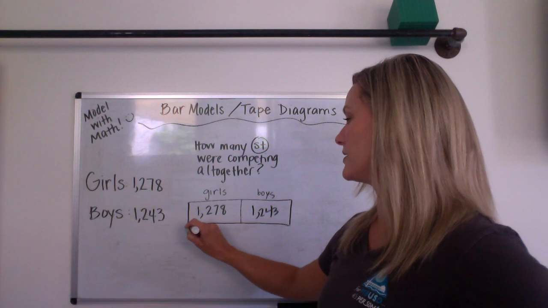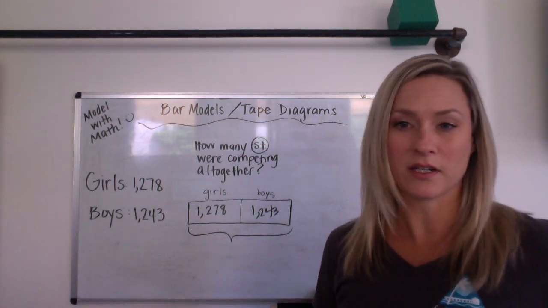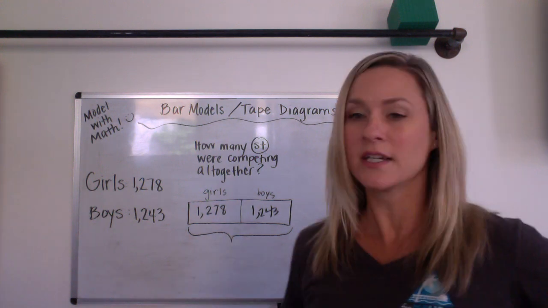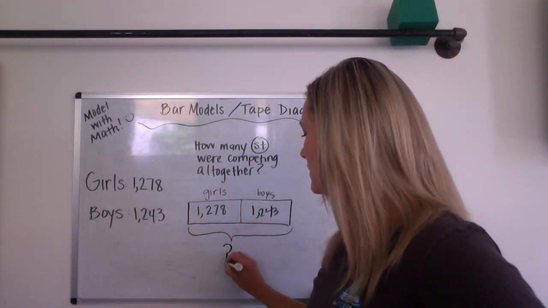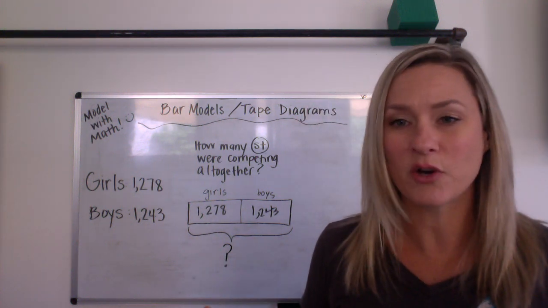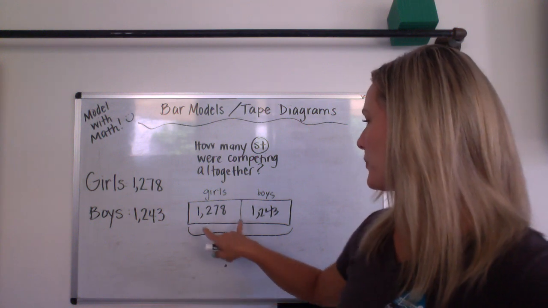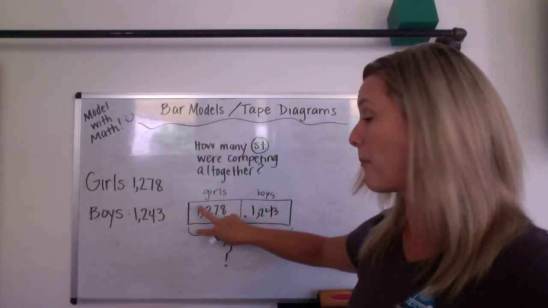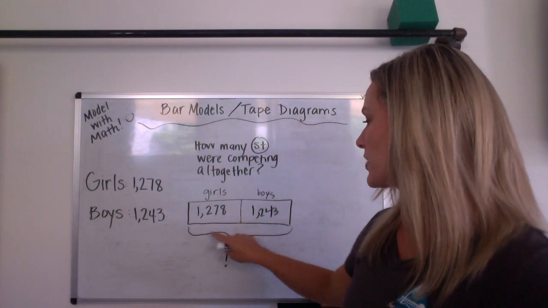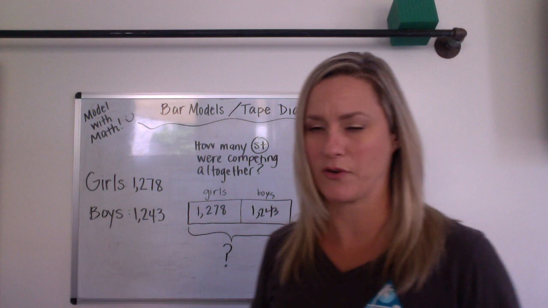So that means we're going to do this. We're going to put a little zigzag mark, and I like to put a question mark here. That tells me that's the question I'm trying to solve. Okay, does that make sense? So we put the girls here, the boys here. This is our bar model. And then we're trying to find out how many students were competing all together. So we put our question mark right there.